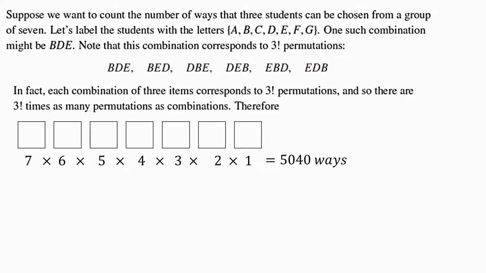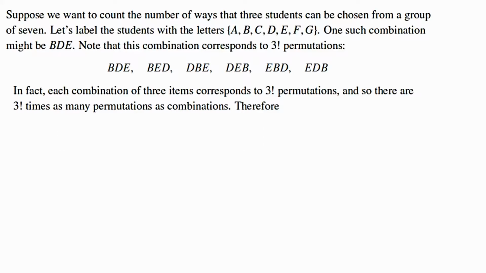Cool. That shouldn't be right. I've done something wrong. That doesn't work then. It should be 3 boxes. We said that it was 7 by 6 by 5. So that means 7 choose 3 is that answer there.